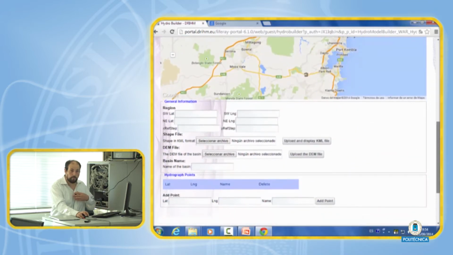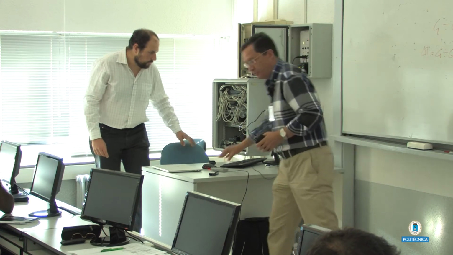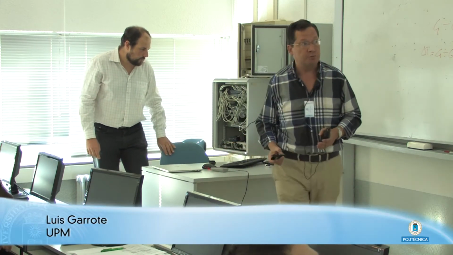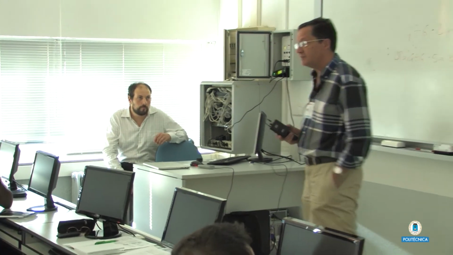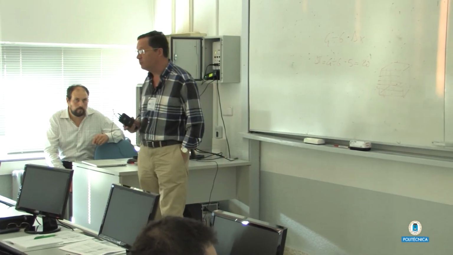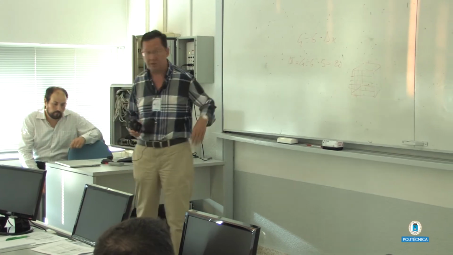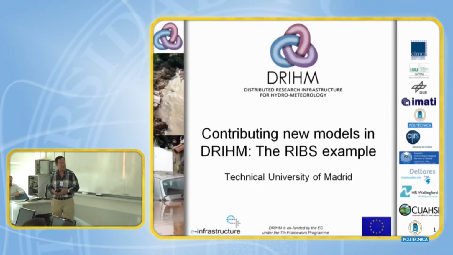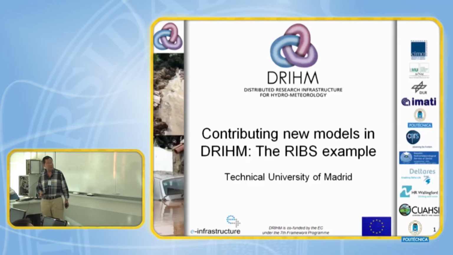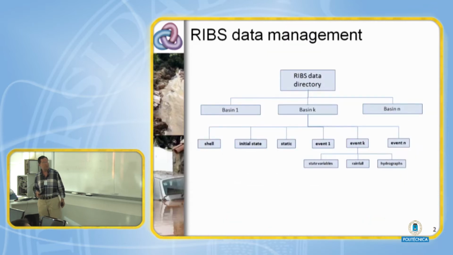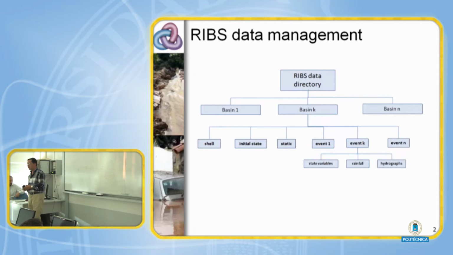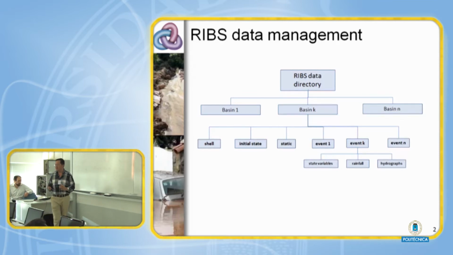So, okay, I've just prepared a few slides to show you how you can contribute a new model instance and even a new model to the DRIHM infrastructure. Let's discuss the model instance first. In order to be able to contribute a new model instance, you have to make all your local data available to model users within the DRIHM infrastructure.